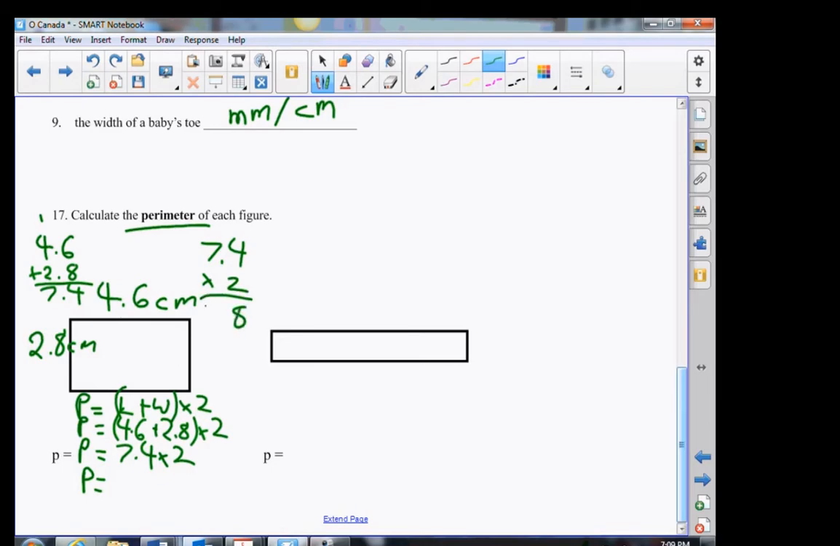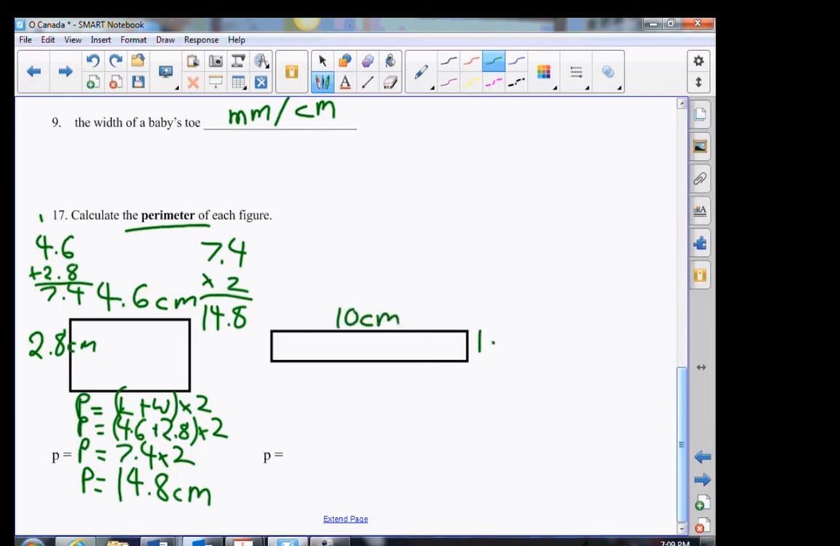Make sure when you're doing this on an assessment, these calculations, you show your work, okay? Please put it on and don't erase it. If you do the work, don't erase it, okay? Be proud of your work. 14.8 centimeters when you multiply that together, all right?